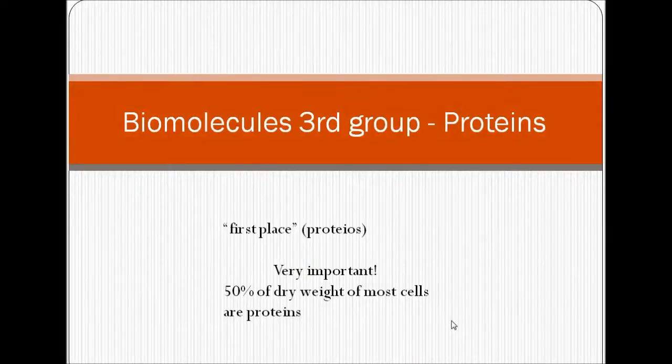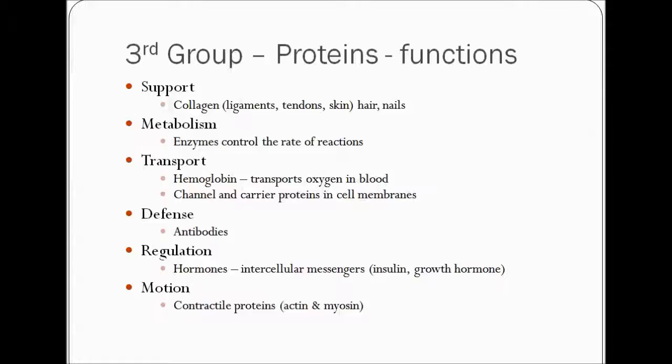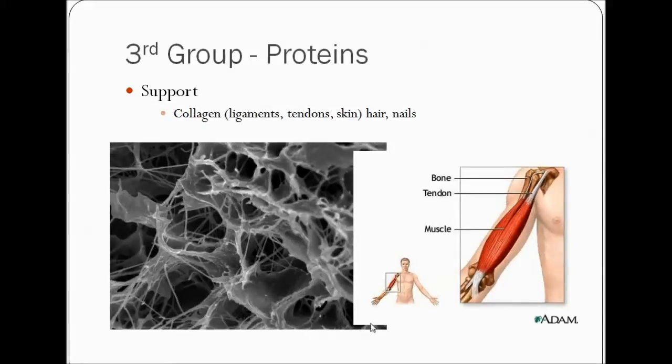All right, ready for proteins. Proteins, we call them first place. That's what they're based on because they're the most important thing we think. 50% of dry weight of most cells are made of protein. So once you get the water out of there, we are talking protein. There are 6 main functions. We'll talk about each one separately here. Support. So that's the collagen for the ligaments, tendons, skin, hair, nails.